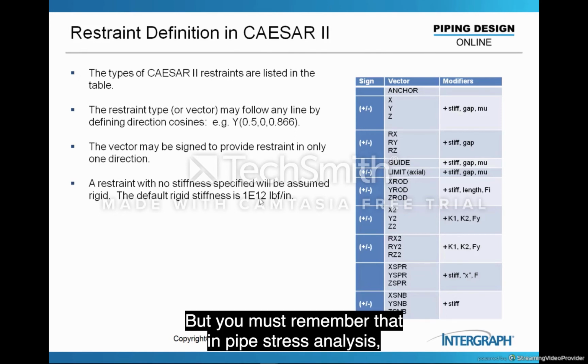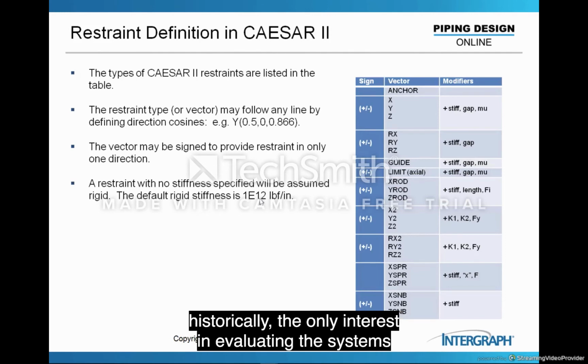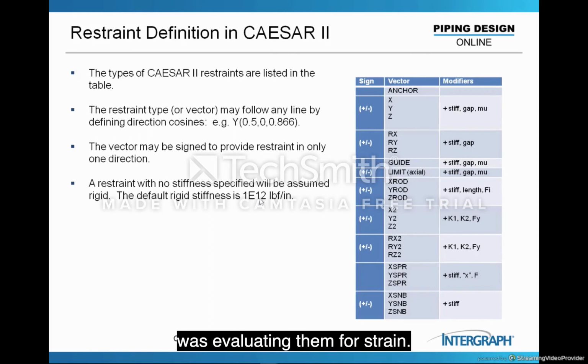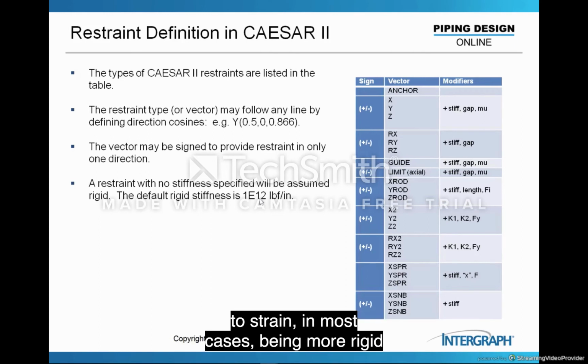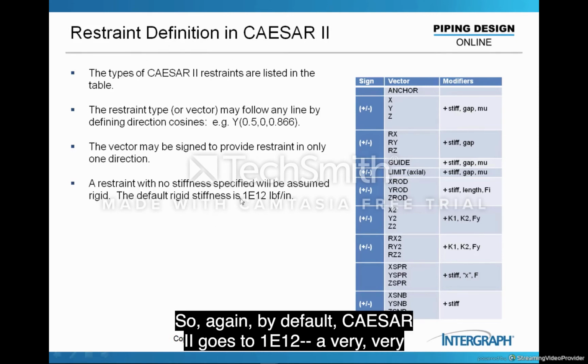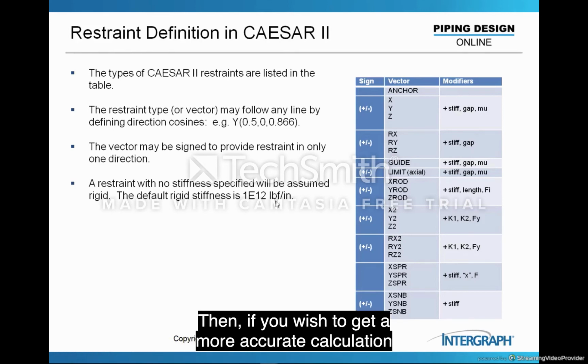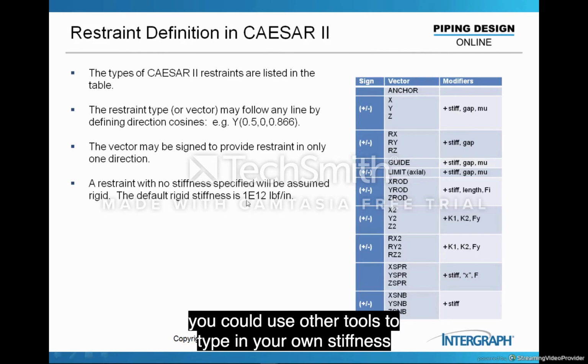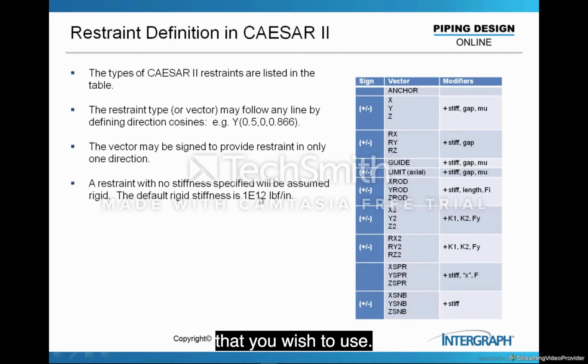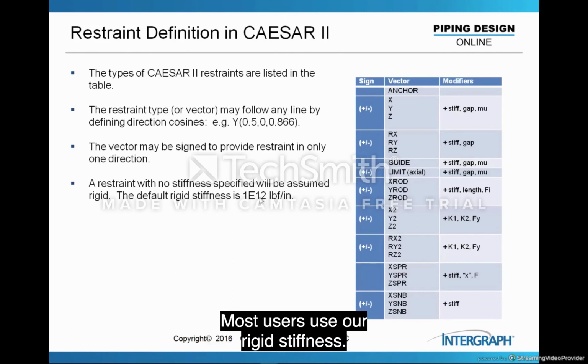But you must remember that in pipe stress analysis, historically, the only interest in evaluating the systems was evaluating them for strain. And to be conservative with regards to strain, in most cases, being more rigid is more conservative. So again, by default, Caesar 2 goes to 1e12, a very, very large number. Then, if you wish to get a more accurate calculation of that stiffness, you could use other tools to type in your own stiffness that you wish to use. Most users use our rigid stiffness.